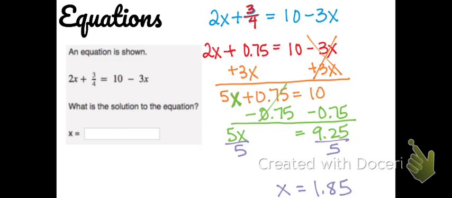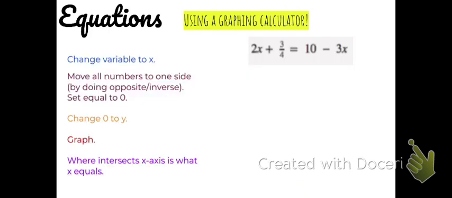Now on the state test, you could substitute this back into your original equation for x and check your answer. Make sure that what you get over here equals the same as what you get on the right side, or you can solve it by graphing like this.